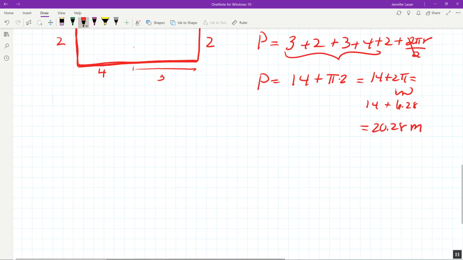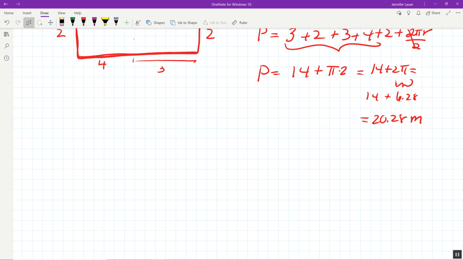Let's try a different one. Let's try this one. This one is a little more complicated. We'll do one more and then we'll stop.